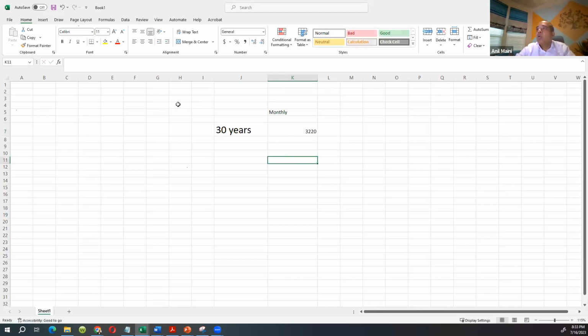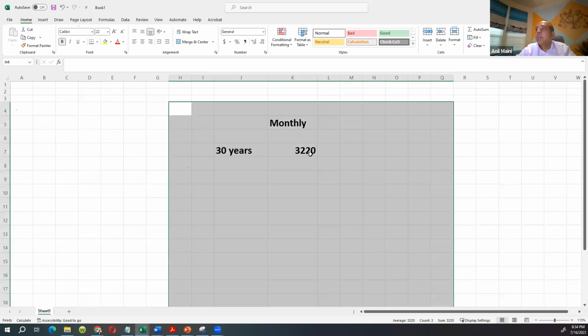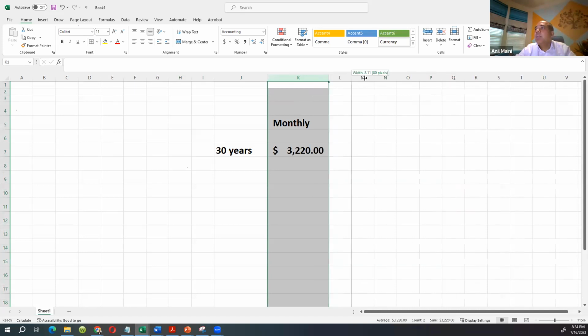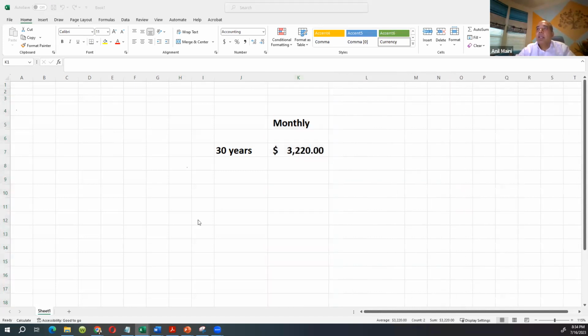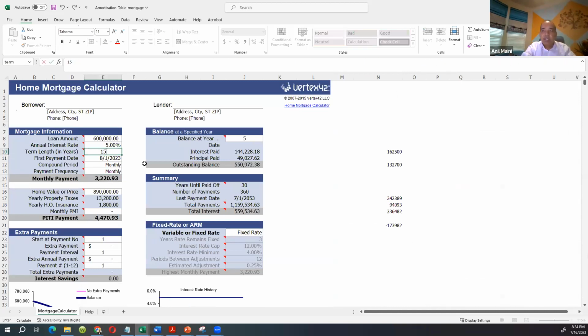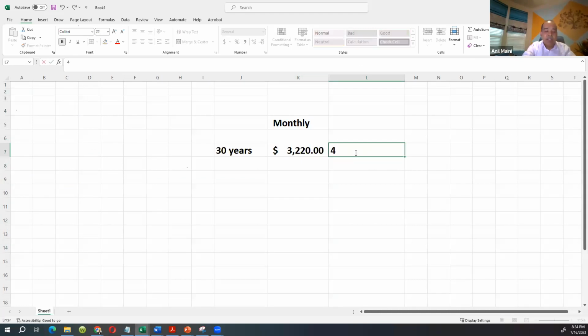Okay, now 15 years. The same amortization table, I will change this to 15 years, and the monthly payment is 4744. So if this person wants to pay off in 15 years.